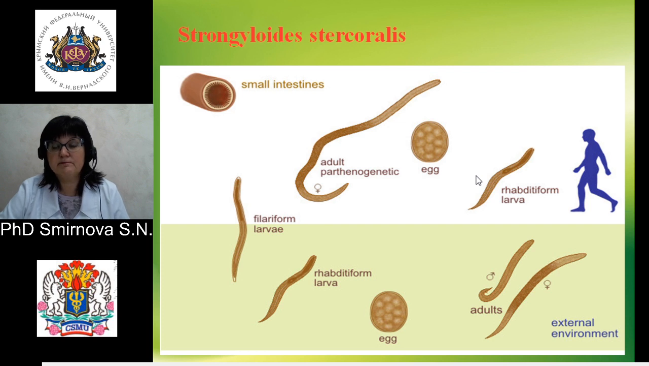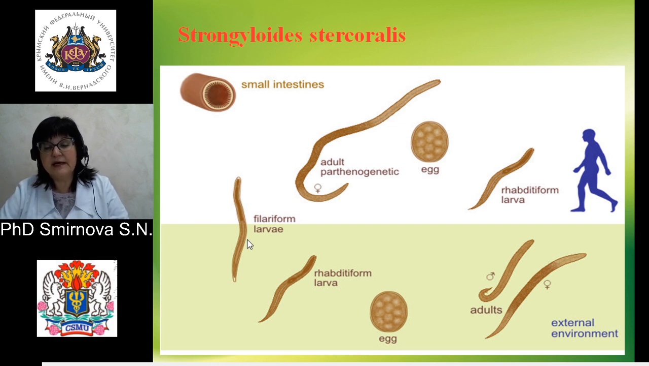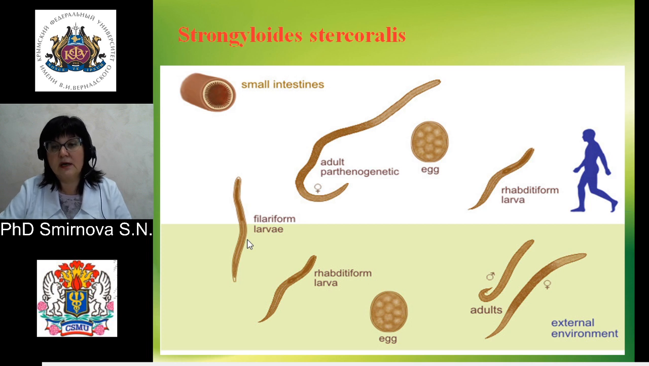Strongyloides stercoralis is a typical nematode, and for these parasites the life cycle stages are important. This is the adult form, this is the larva, this is the egg stage, and these are the two forms of the larva: the rhabditiform larva and the filariform larva. For this parasite, a specific character of the life cycle is that it can have two forms. In one form, the life cycle is present in a human or other intermediate host, and in the second variant, this parasite can be a free-living organism.